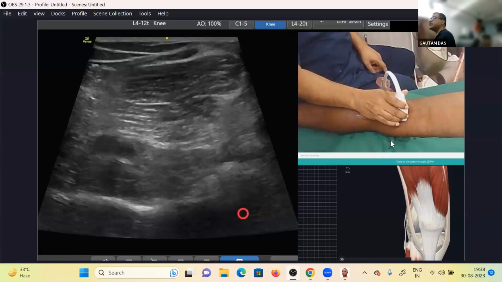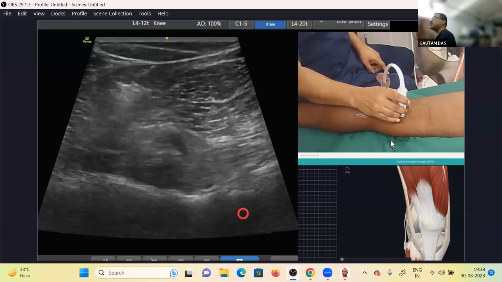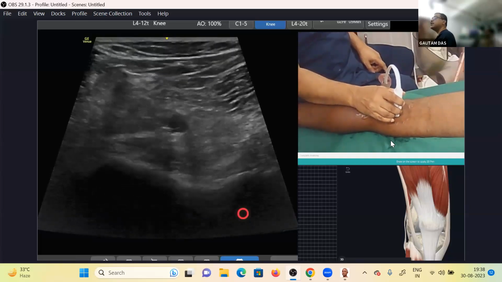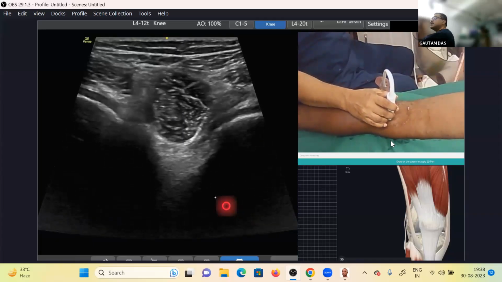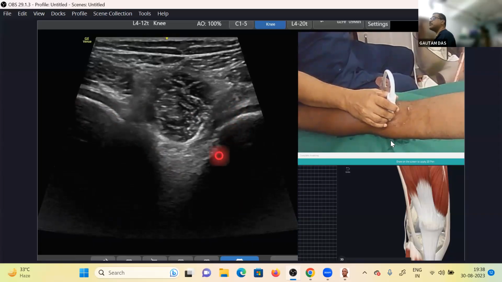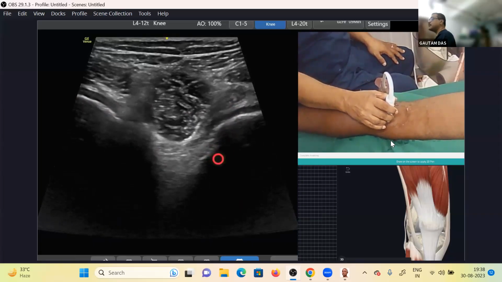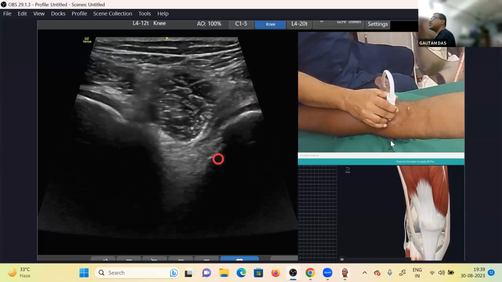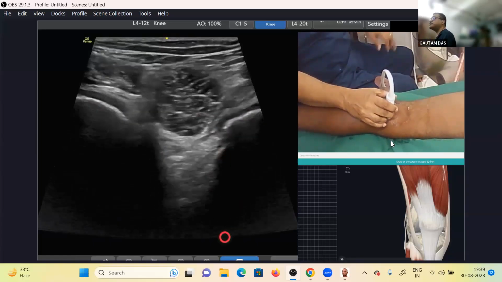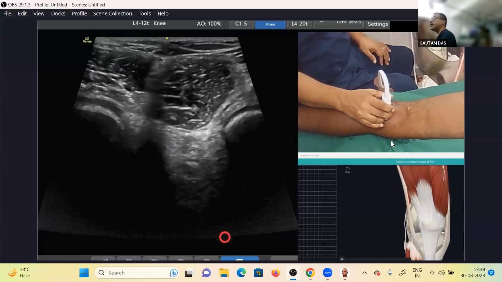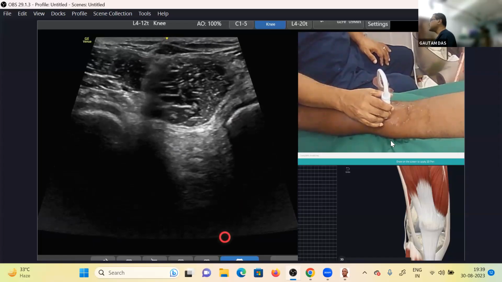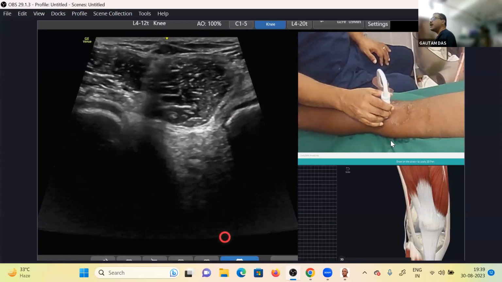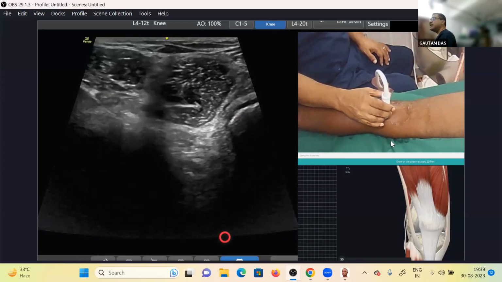What I was doing here, I'm looking for the two condyles. Now I'm seeing the two condyles. This is your lateral, this is your medial. What is the meniscofemoral ligament origin? From the lateral meniscus to the medial condyle. So at this position, I'm going down, and now I'm fixing the medial side of the probe on the medial side of the knee. And now I am tilting it like this.